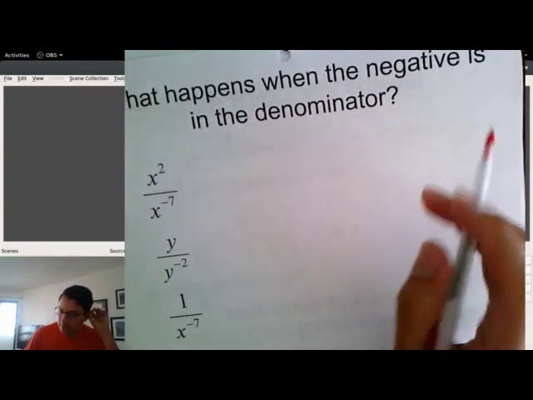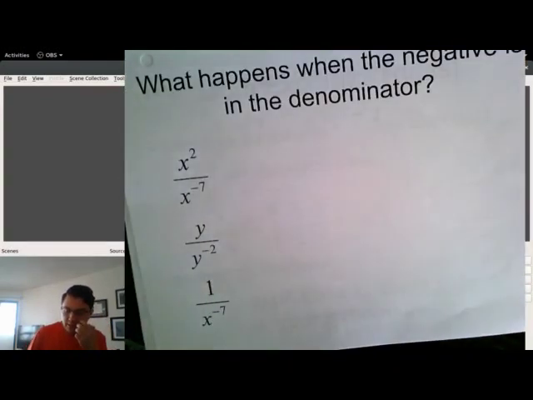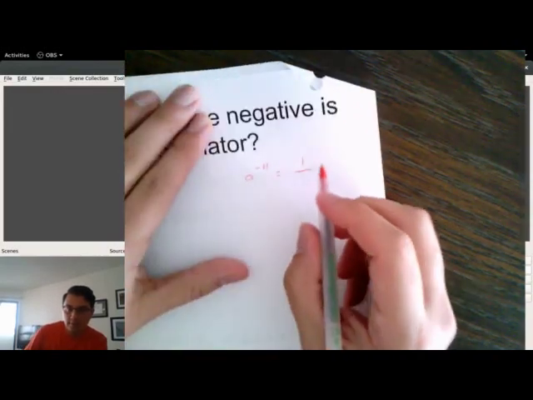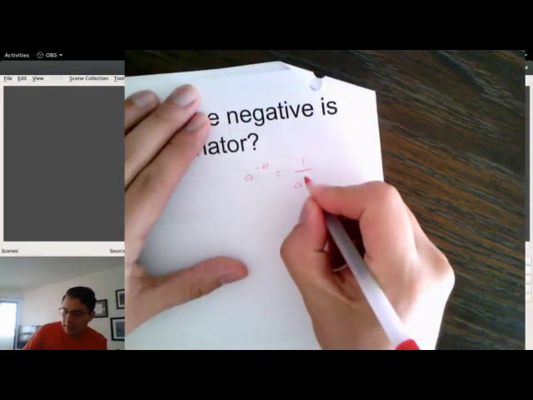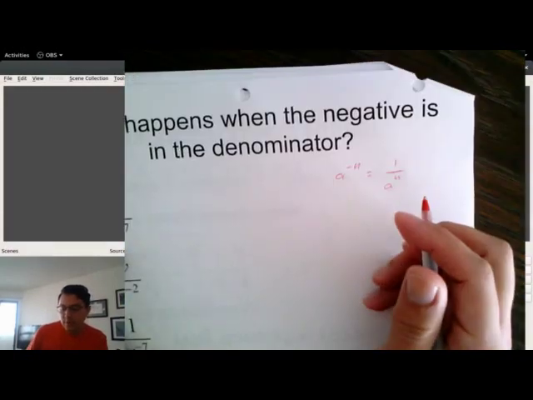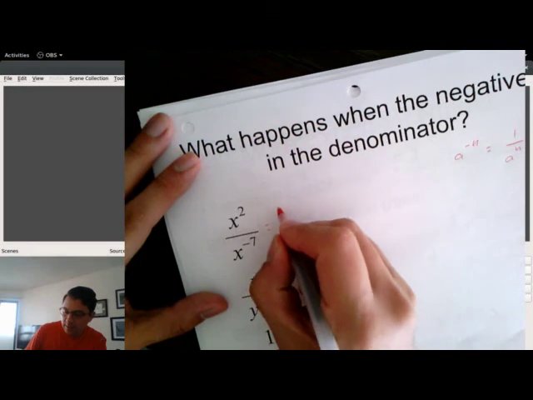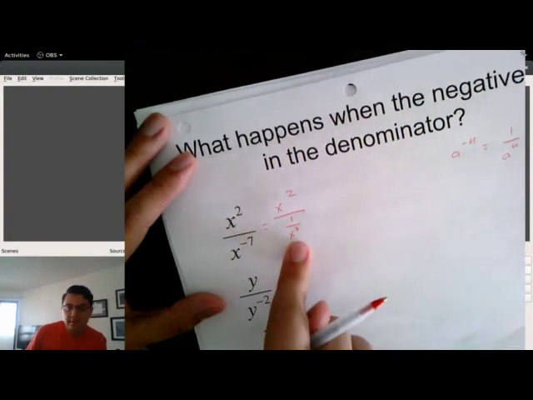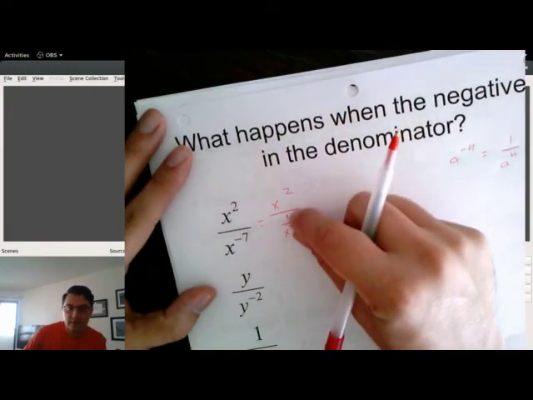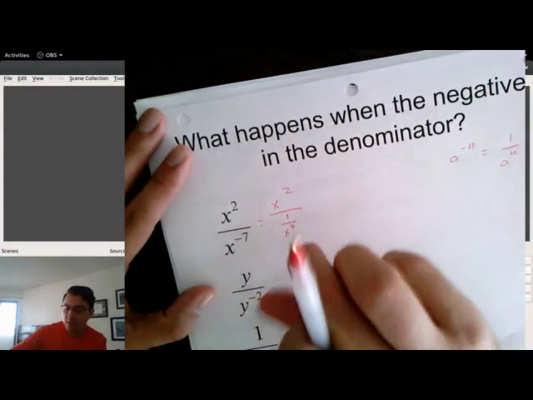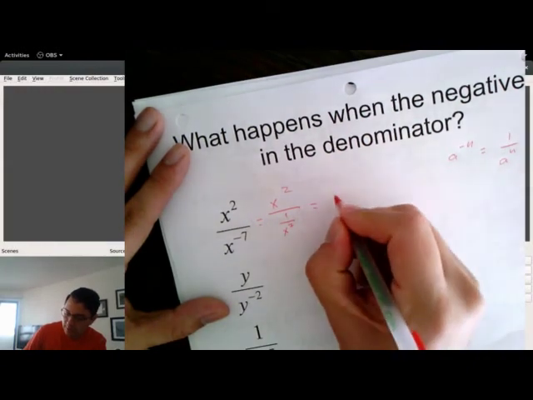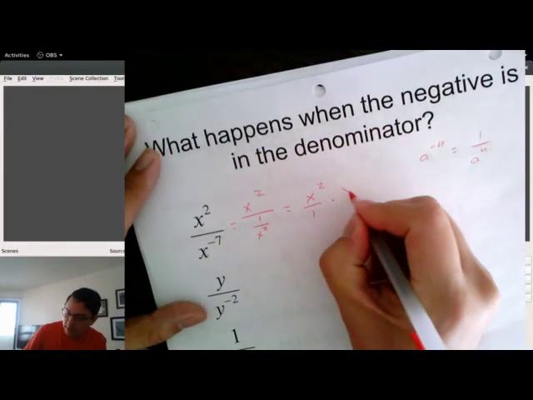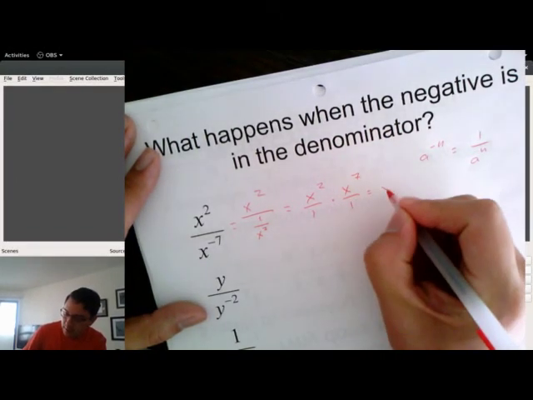What happens when the negative is in the denominator? Okay. So in order to understand this, we have this rule that a to the negative n is equal to 1 over a to the n. This holds true in this case right here, because this is going to be the same thing as x squared all over 1 over x to the 7th. This is a complex fraction. The way we deal with this is we take the bottom fraction and we flip it over, and we multiply by whatever's in the numerator. So this is the same thing as x squared over 1 times this flipped over, which is x to the 7th over 1, which is x to the 9th.